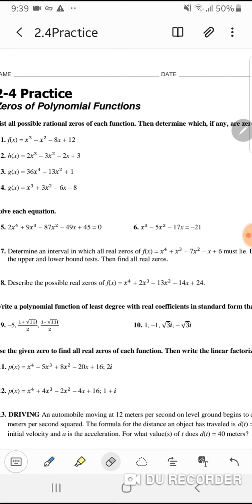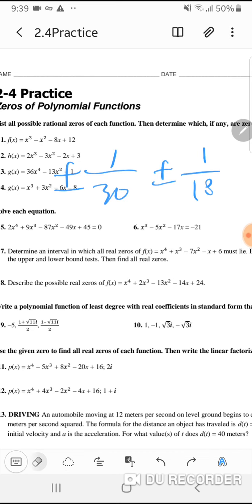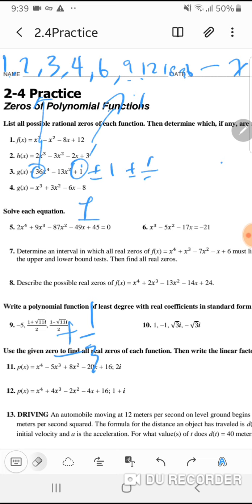Okay, actually, I have to write that down. Oh, why did I delete that then? What I want is the list of numbers: plus minus 1, plus minus 1 over 2, plus minus 1 over 3, plus minus 1 over 4, plus minus 1 over 6, plus minus 1 over 9, plus minus 1 over 12, plus minus 1 over 18, and plus minus 1 over 36.